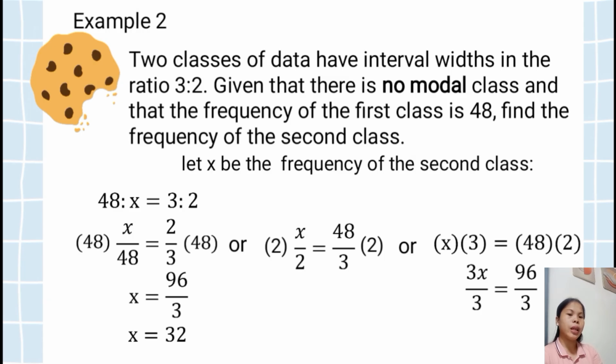So alternatively, frequencies are proportional to interval widths. So in this special case where all classes have equal widths, frequency densities are proportional to frequencies. So the modal class is the class with the highest frequency. So in this case, the first class is the modal class.